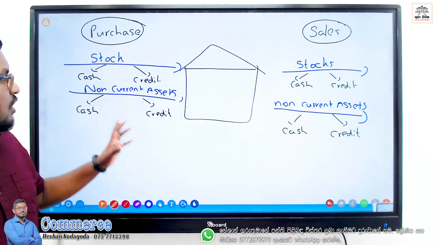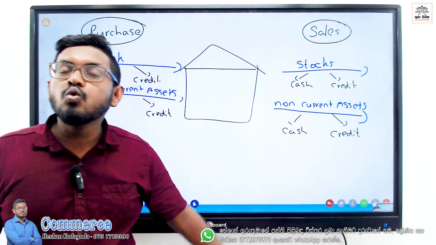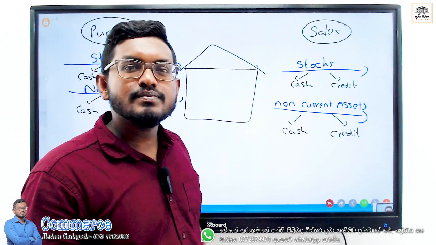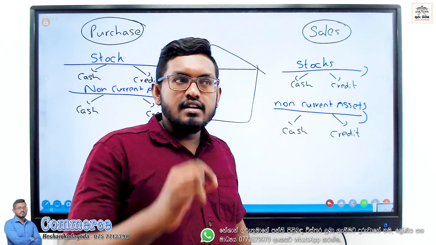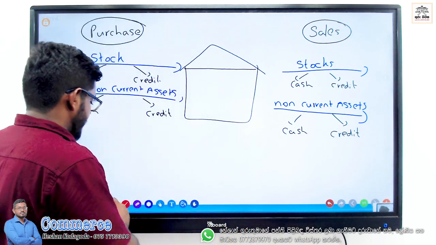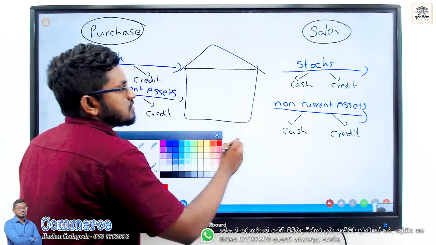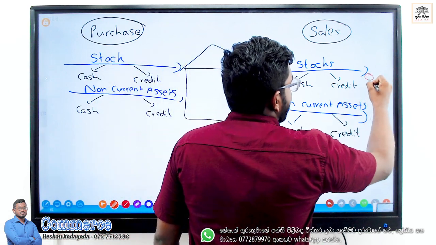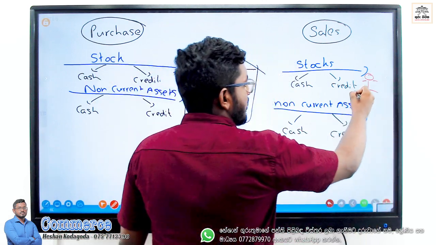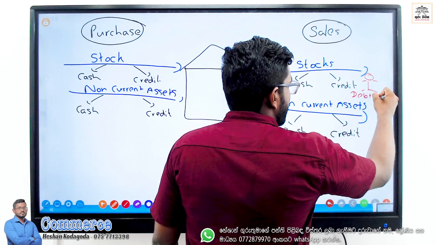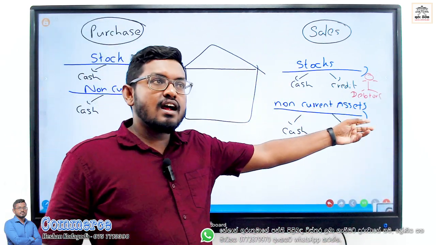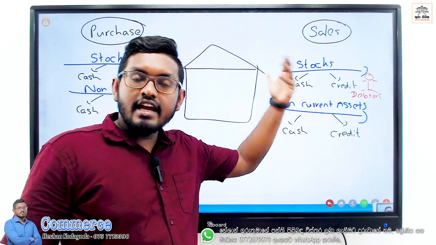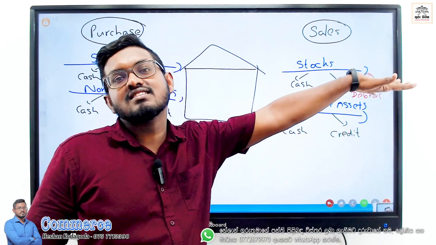Out of these things, who are debtors? Can anyone tell? Debtors can only be identified in stocks credit basis sales, not non-current assets credit basis sales. Clear? Non-current assets means assets which are held for the usage of the business.